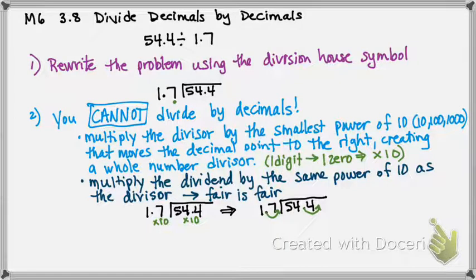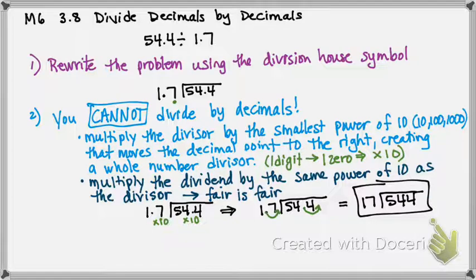So now you have a new problem. And the new problem is 17 dividing into 544. So this is the problem you get to solve. So notice what we're doing. We're creating a whole number divisor. So now we're basically following what we did in lesson 3-7. Okay?